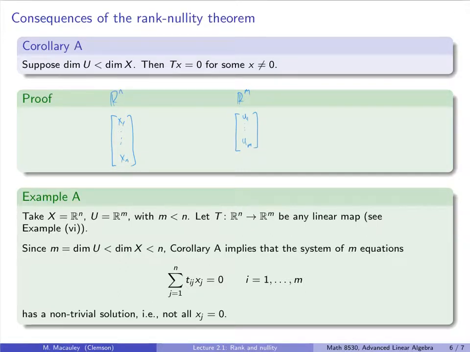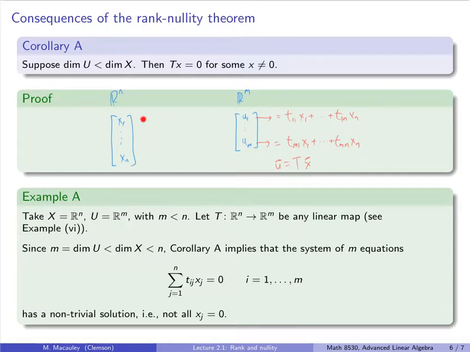Corollary A implies that the corresponding system of m equations, so this is described by u1 equals t11 x1 plus ... plus t1n xn, and this thing here equals similarly, to be careful that I say it right, um equals tm1 x1 plus ... plus tmn xn. You've seen it in your undergraduate class, this can be described as u equals Tx. I won't go into details of this. We will save it for later when we get to matrices. That this system of equations has a non-trivial solution.